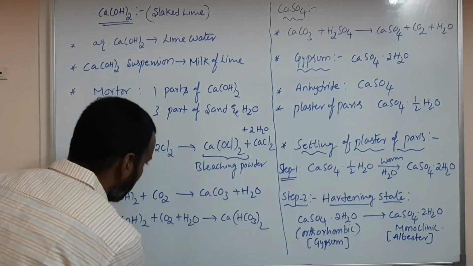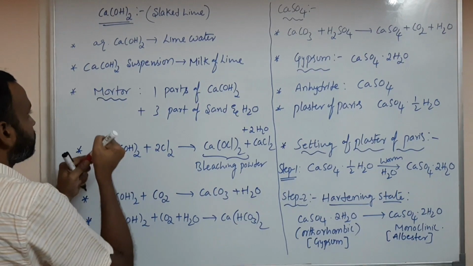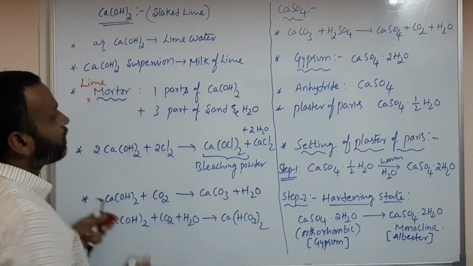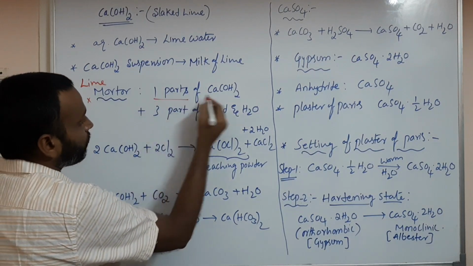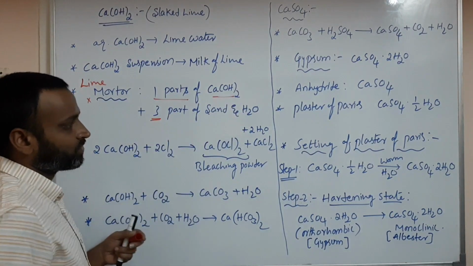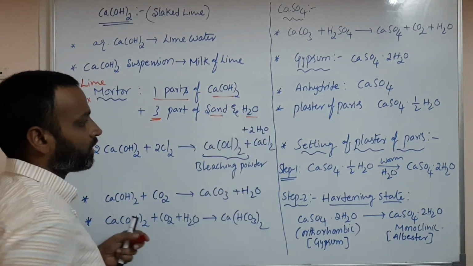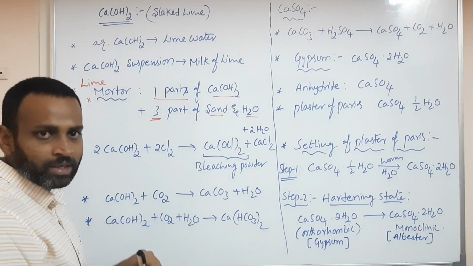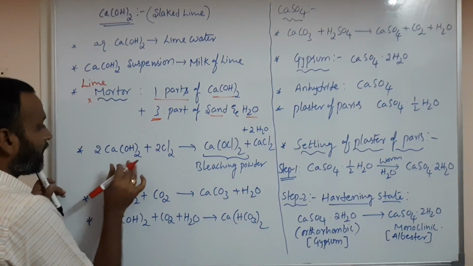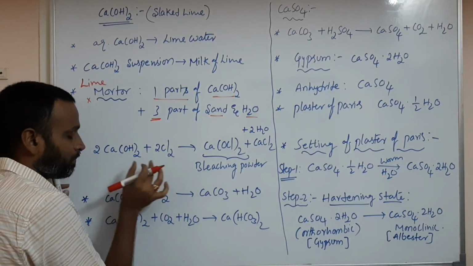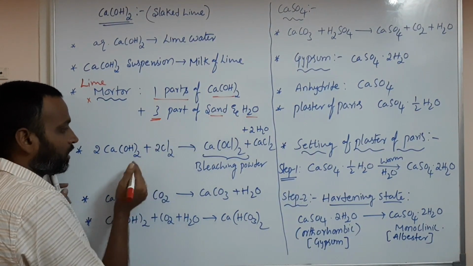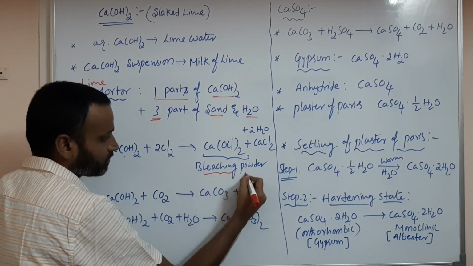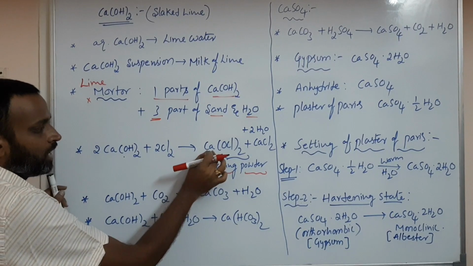So this is very important, and we also call this lime mortar. 1 part of calcium hydroxide, 3 parts of sand and water. That is the mortar we use as a building material. Calcium hydroxide's main property is that it is best used as a mortar, and it is used to prepare bleaching powder. What is bleaching powder?